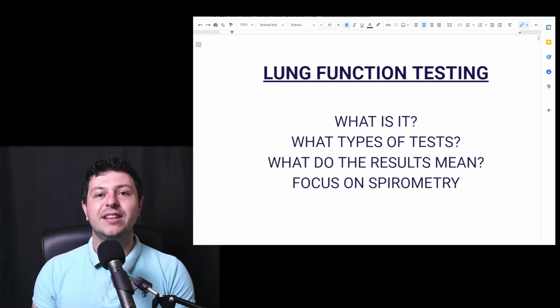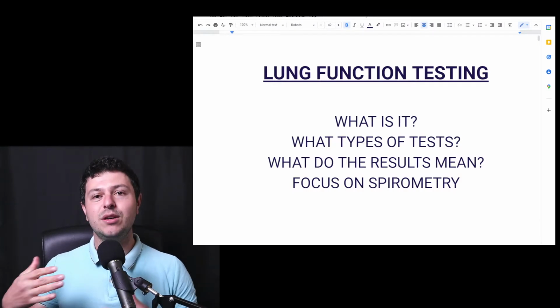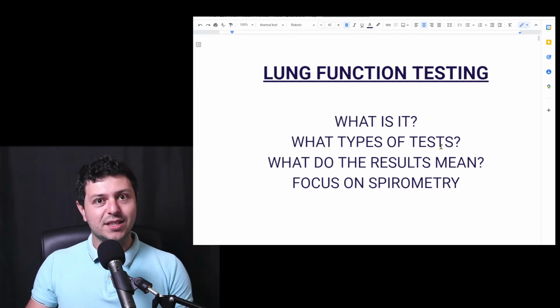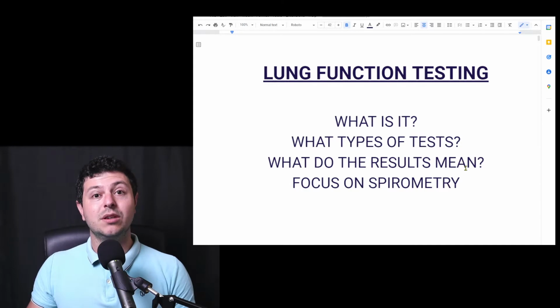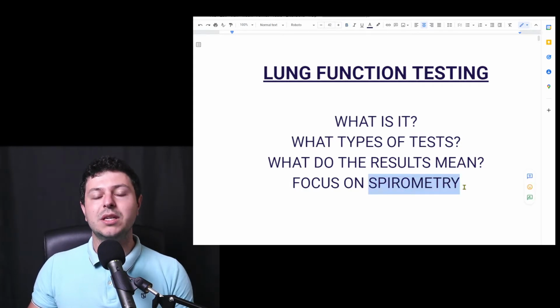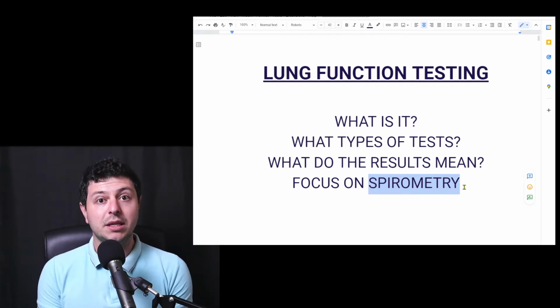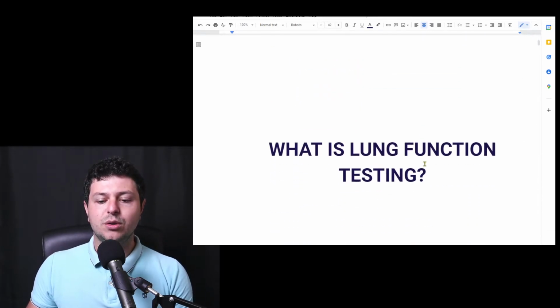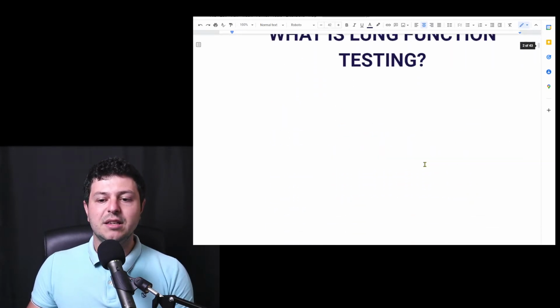That being said, let me start with this document and run you through this material that I've prepared, to go over what lung function testing is, what types of tests can be done, and what the results mean towards the end. I will of course focus on spirometry, because this is the most common lung function testing that's being done and the one that most patients will be familiar with. So I'm just going to go down. What is lung function testing? Let's start with that.